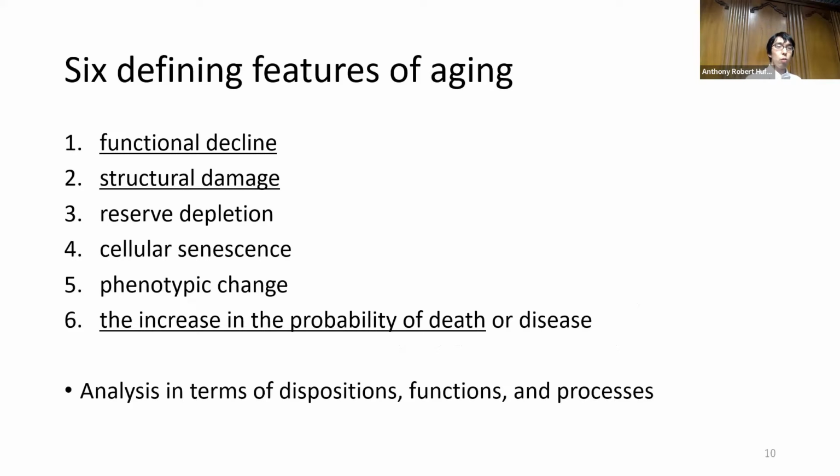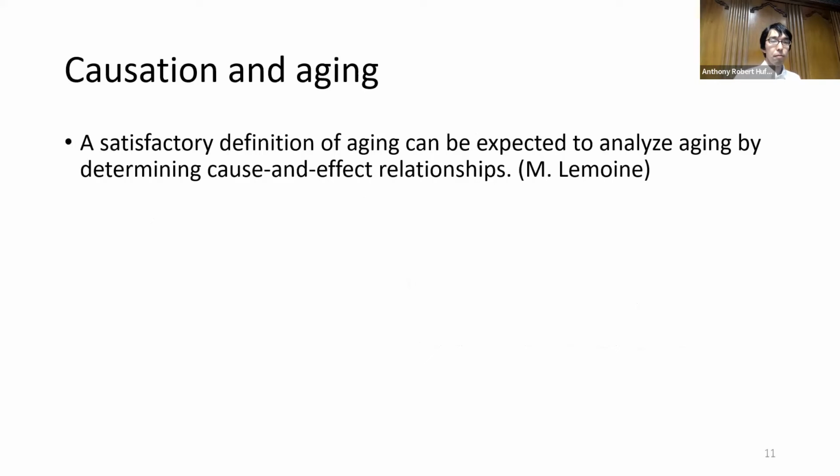Now we take a more detailed ontological analysis of some defining features of aging, including the increase in the probability of death, as well as functional decline and structural damage, in terms of dispositions, functions, and processes in BFO. To achieve this goal, we focus on causation and aging. Why? Because, for instance, the philosopher of biology Lemoine argues that a satisfactory definition of aging can be expected to analyze aging phenomena by determining cause and effect relationships.